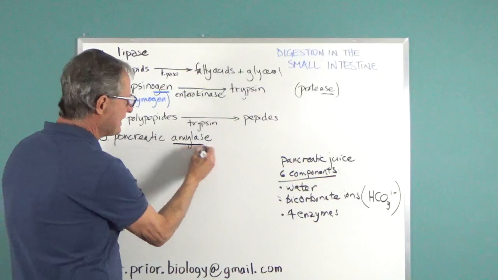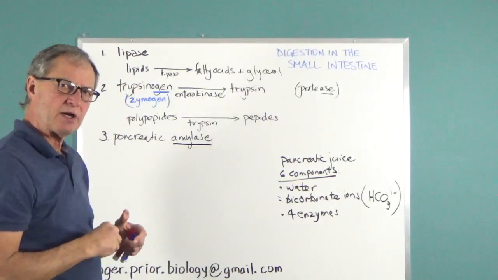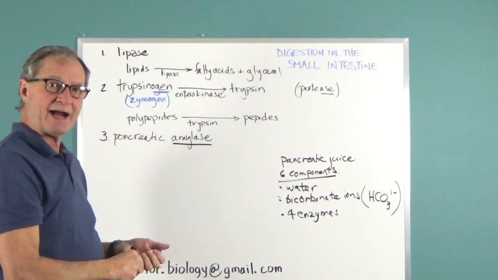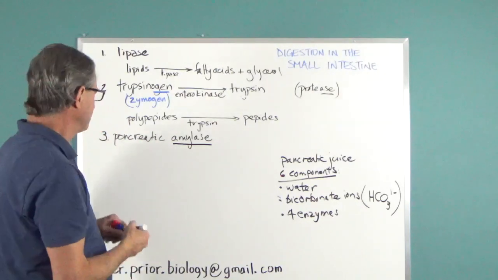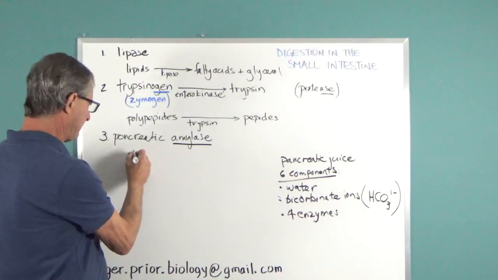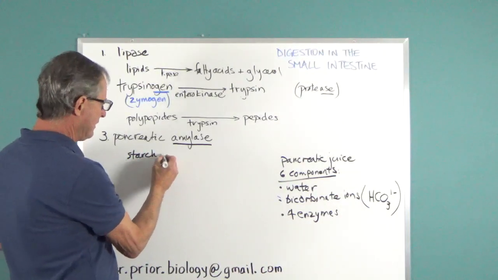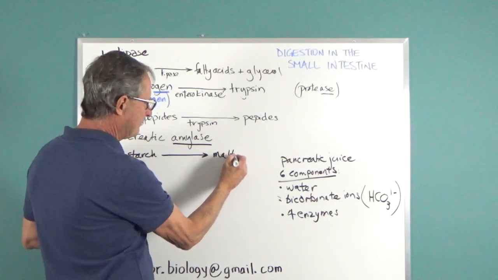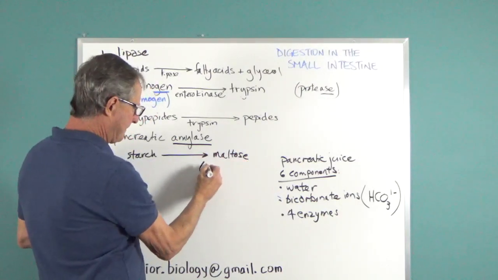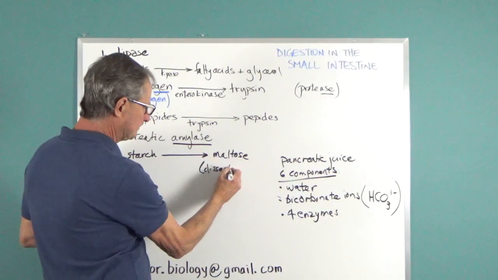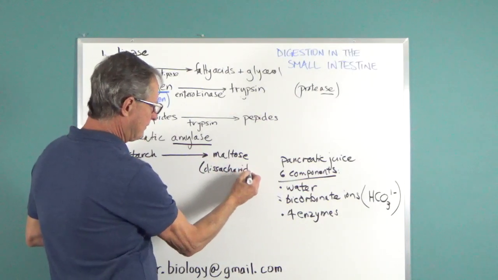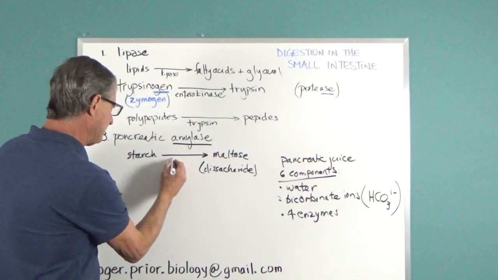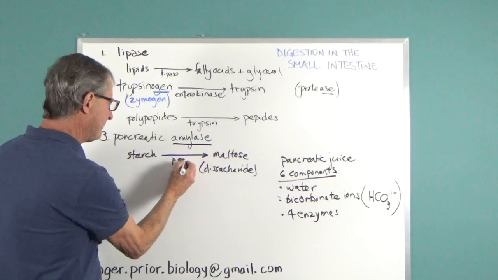We've seen an amylase enzyme before. We saw it in the mouth. Salivary amylase digests starch and converts it into disaccharides. The most common one is maltose. So we have starch, which would be maltose, and that's a disaccharide. Our amylase here, pancreatic amylase.